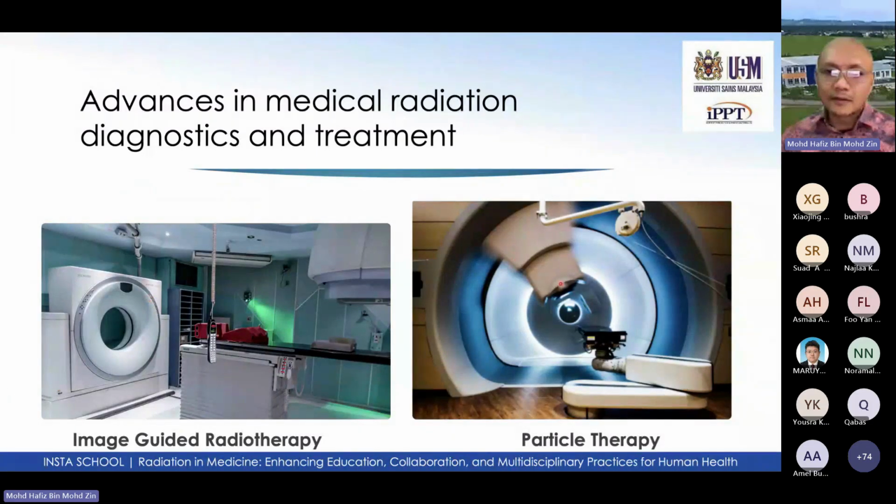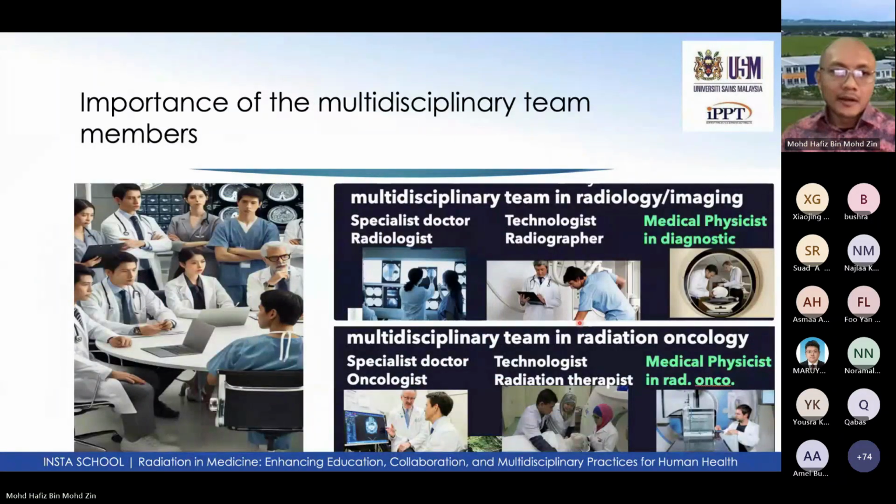And then there are also other types of radiation that we use, for example, particle beam, proton and carbon ion to treat cancer. On top of that, we have a multidisciplinary team to deliver the treatment safely to the patient and also to perform imaging on the patient. So for example, in a radiology or imaging department, I'm sure most of us have been to this department.